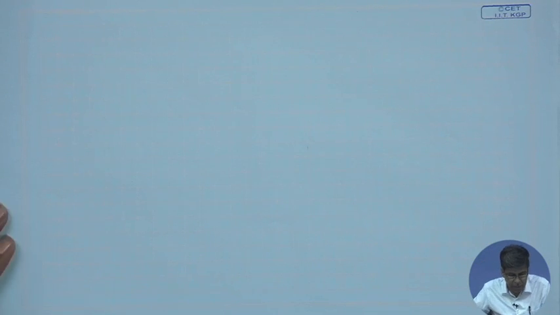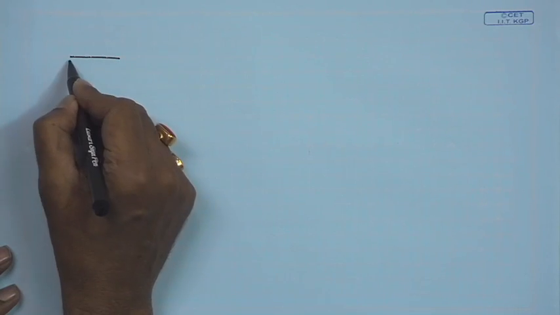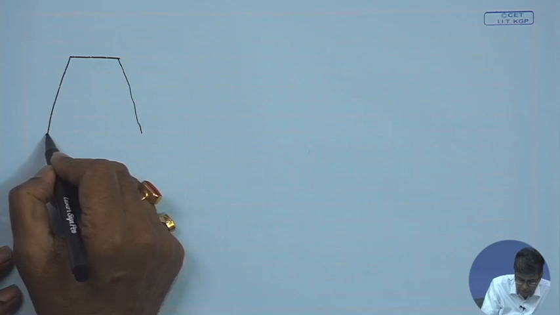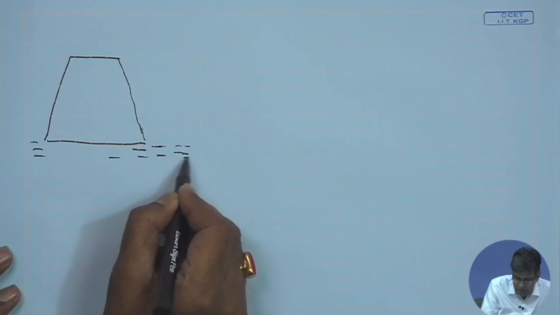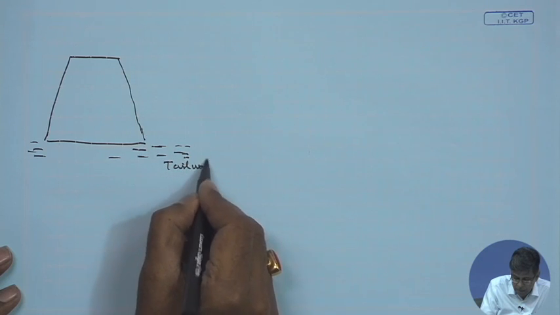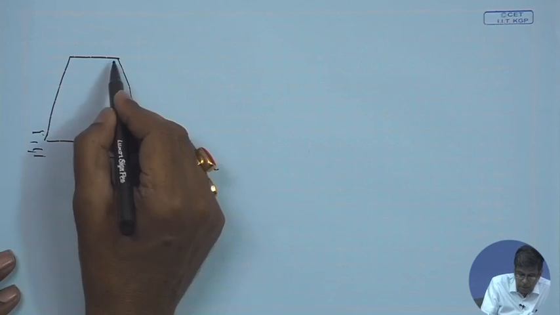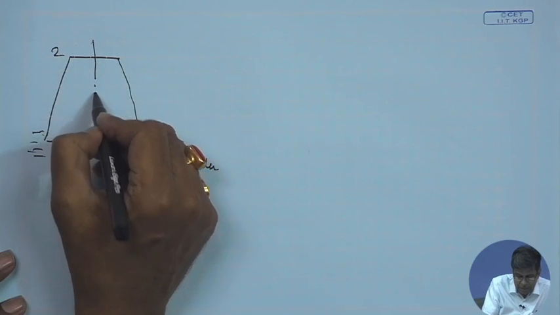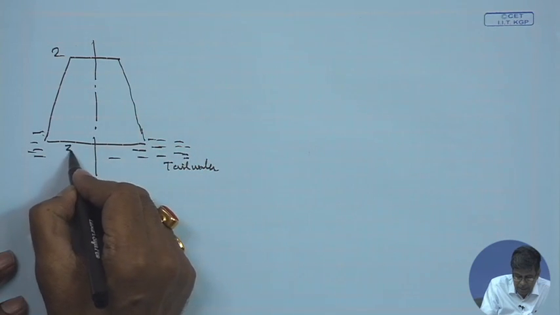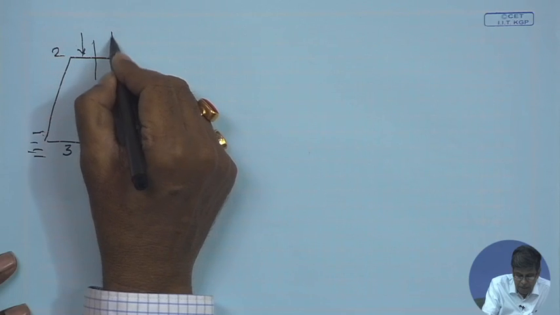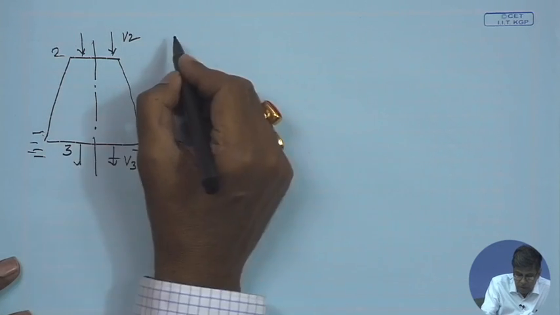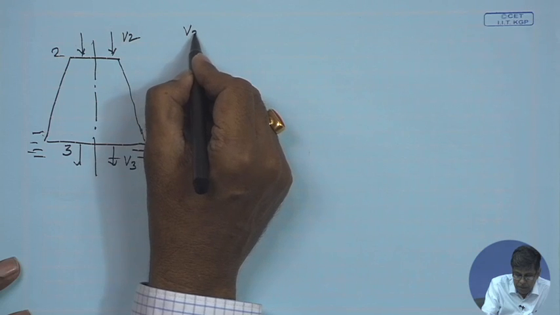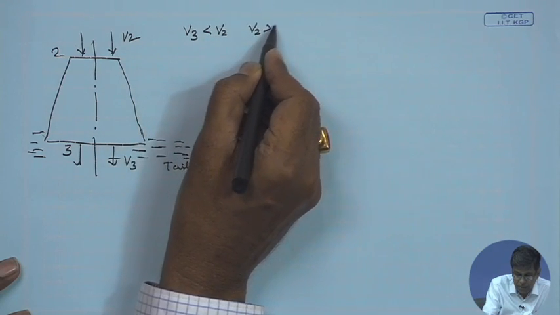With this, I will now make you acquainted with certain terminologies. Let us first take a very simple nomenclature. Let us have this draft tube like this, this is the outlet of the draft tube, and this is the tail water. This is a typical draft tube divergent section, a simple straight draft tube. 2 and 3 are the inlet and outlet. The flow velocity is like this and it comes out like this, V2 and V3. The cross sectional area is higher at the outlet, so V3 is less than V2, or V2 is greater than V3.